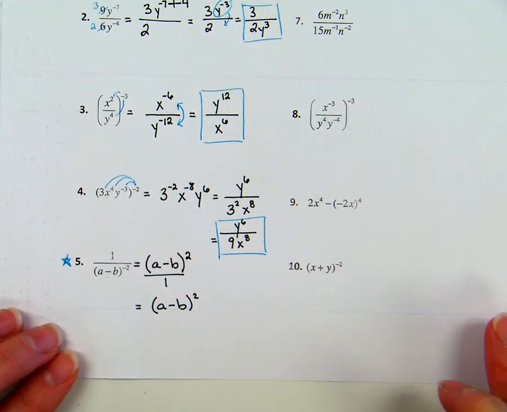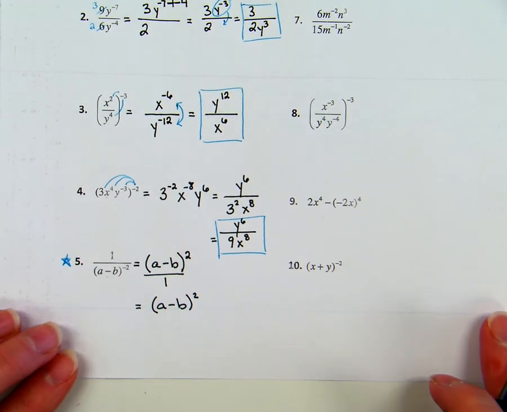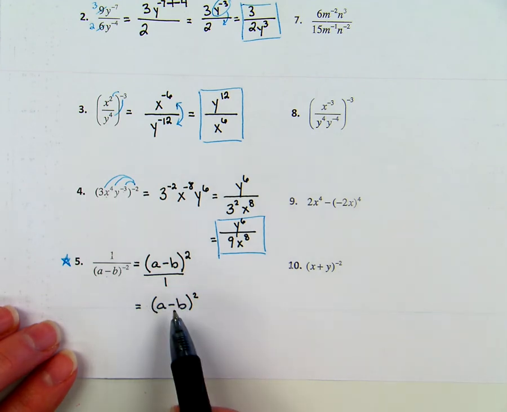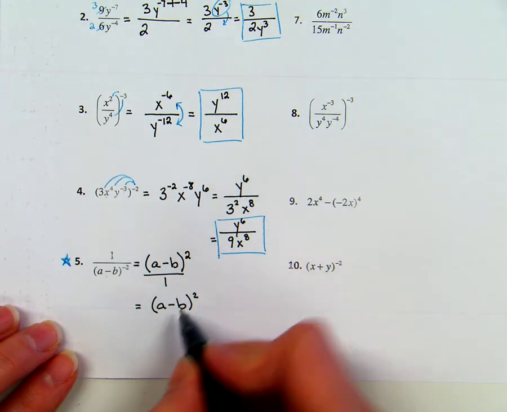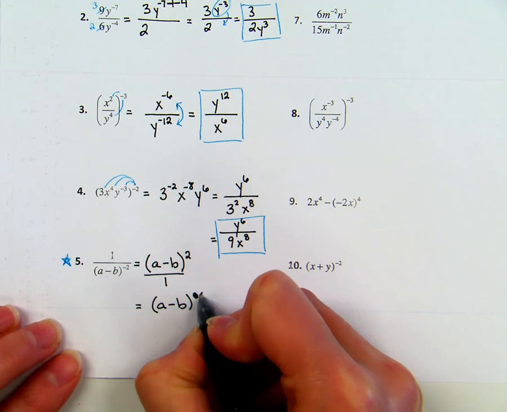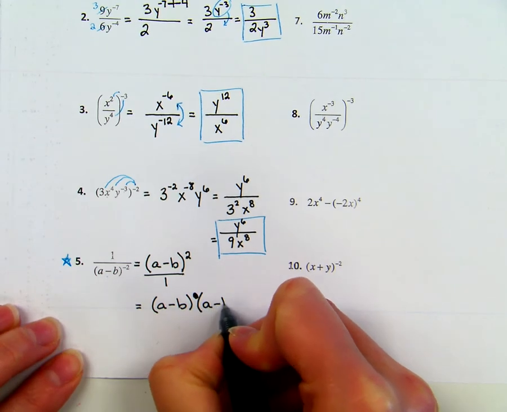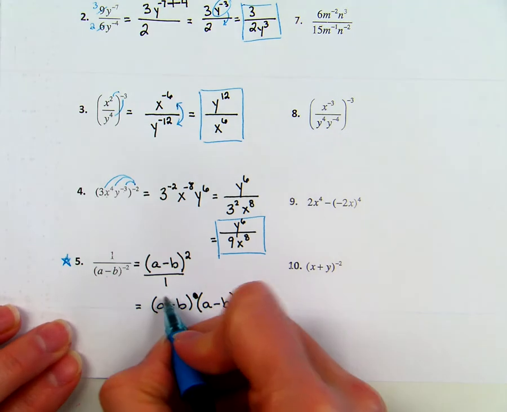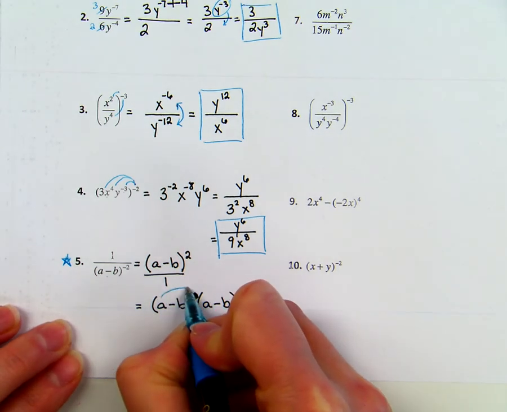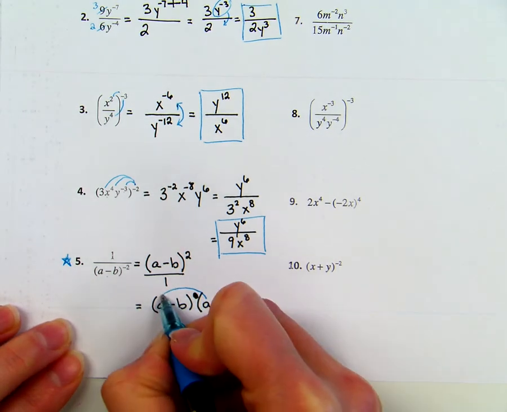Now recall that an exponent tells us how many times we multiply something by itself. So if this quantity is squared, we're multiplying it by itself twice. So I'm going to rewrite this as a minus b times a minus b. Written in this form, I think you should have a better idea of what to do. If we have a minus b times a minus b, we need to FOIL.